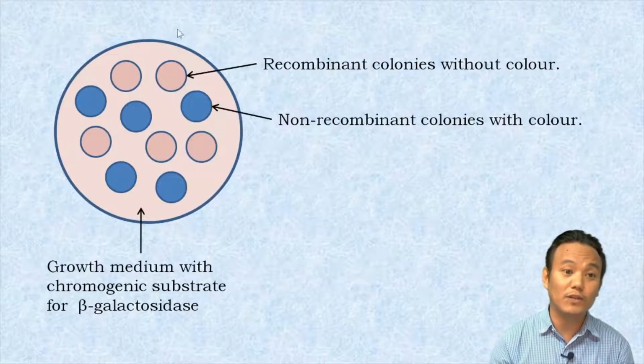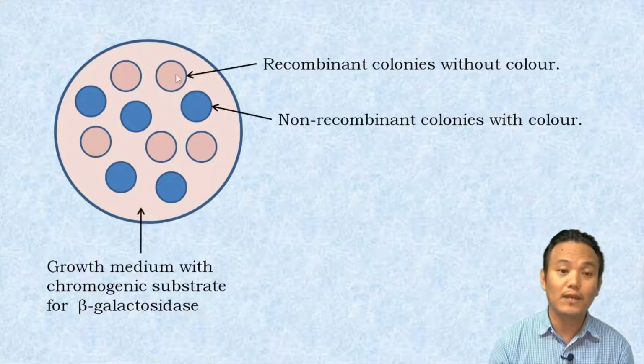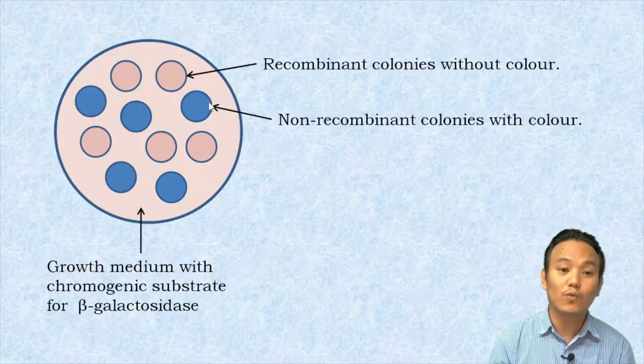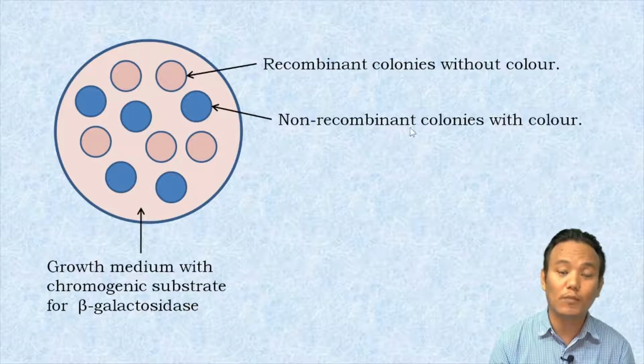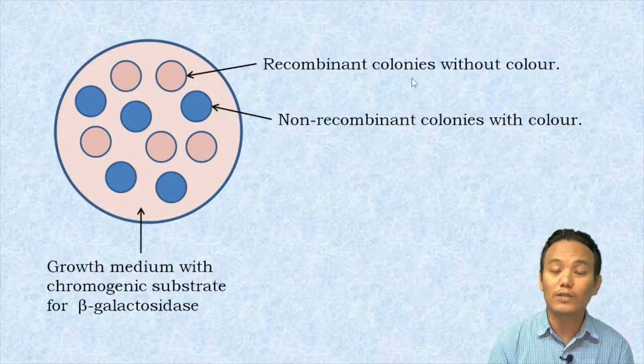For example, in this particular picture, you can see in a petri dish, the growth medium contains a chromogenic substrate for the beta-galactosidase enzyme. And we see two different types of bacterial colonies, one which shows a colored reaction, this blue color, and one which does not show any colored reaction. So the bacterial colonies which are showing the colored reaction can be identified as non-recombinant colonies. And the bacterial colonies which are not showing any colored reaction can be called recombinant colonies. Why?